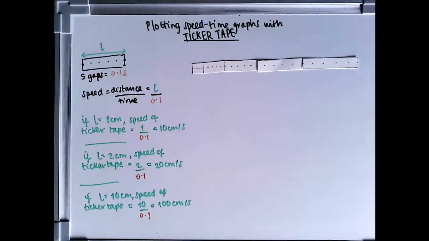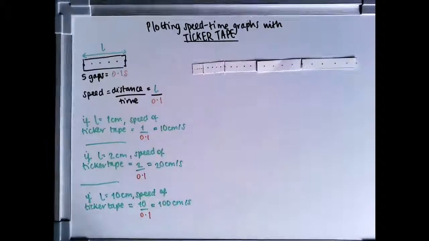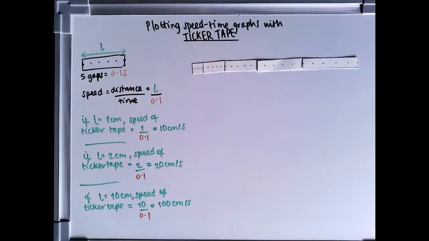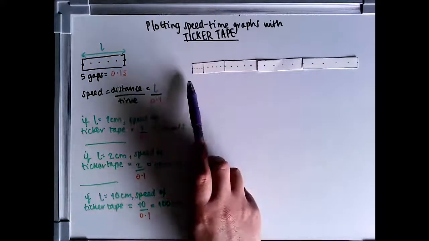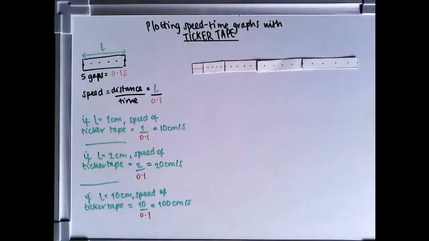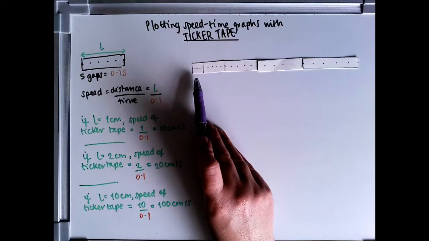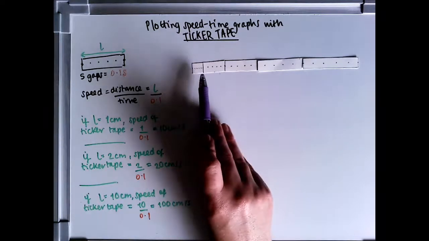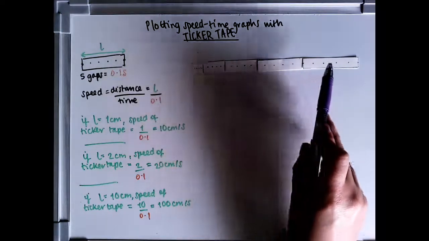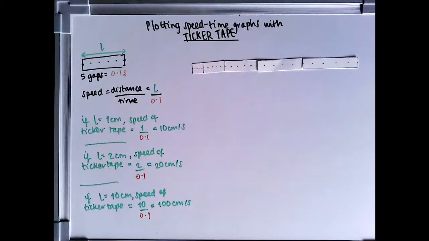Okay, so we've looked at how we use a ticker timer to represent speeds, because we can count the gaps in the dots and we can measure the length of the section that we're looking at. So I want you to imagine that we've pulled this piece of tape through the ticker timer, and what I've done is I've sectioned it into pieces with 5 gaps each. So we've got section 1, 2, 3, 4 and 5, and there are 5 gaps between the dots in each of those sections.